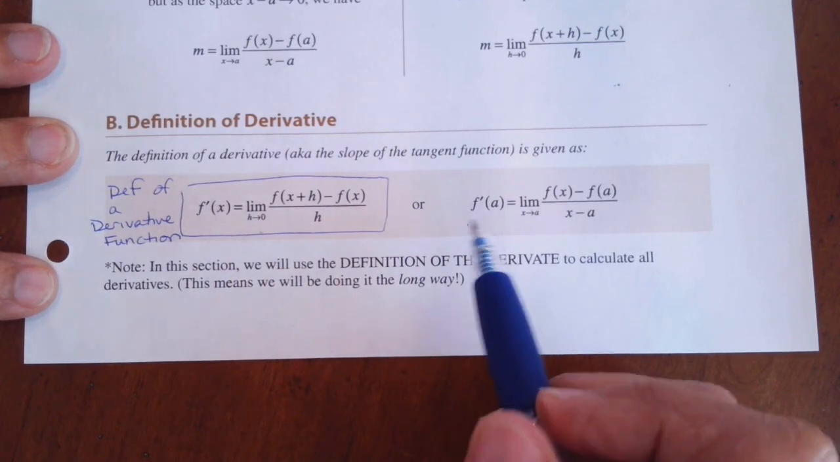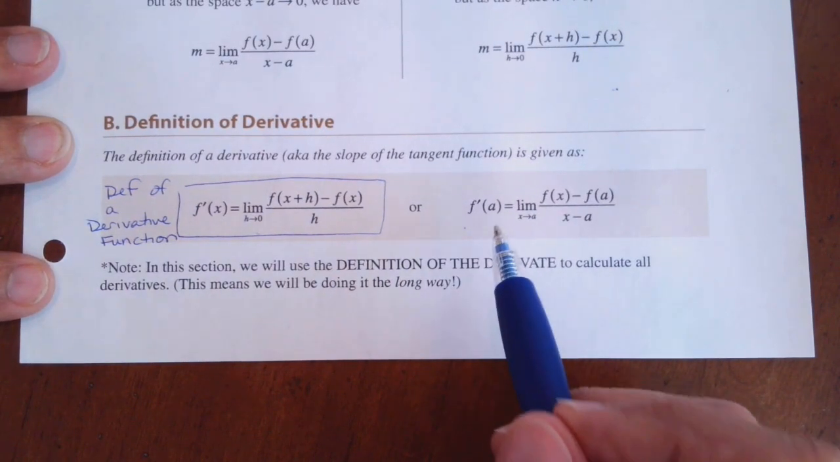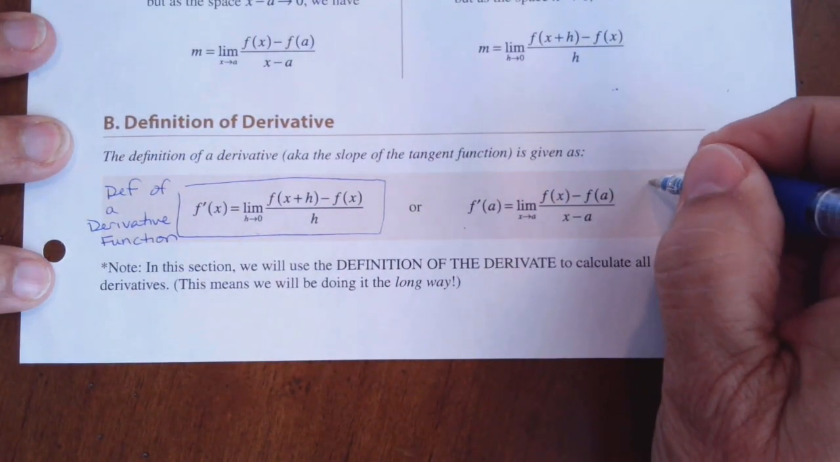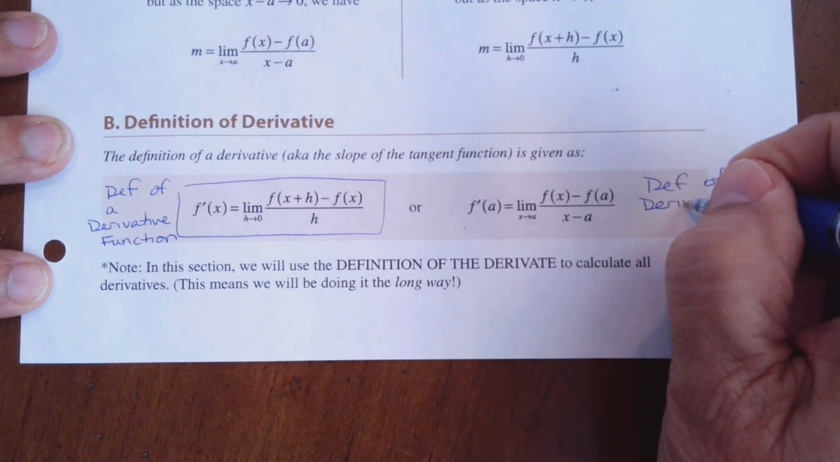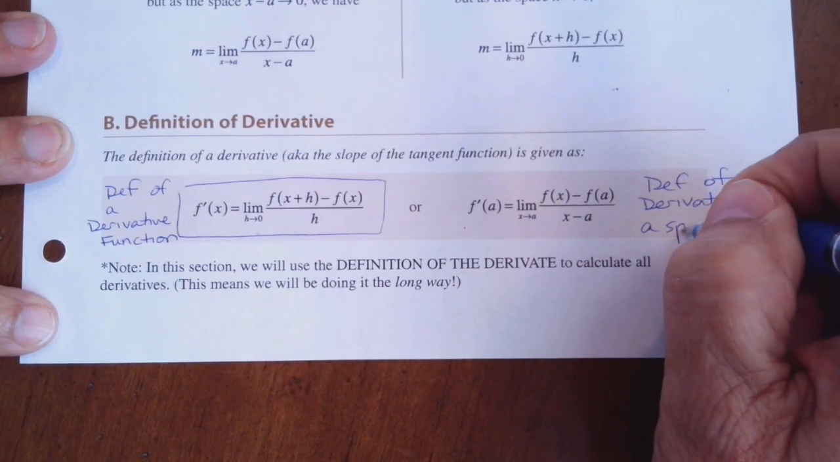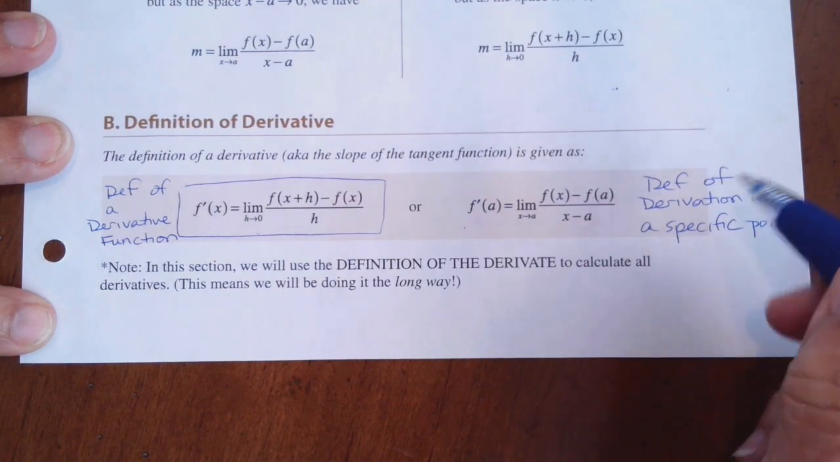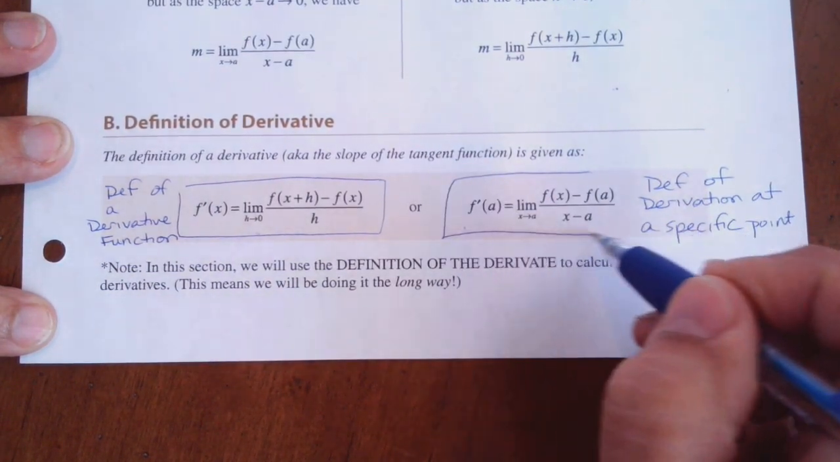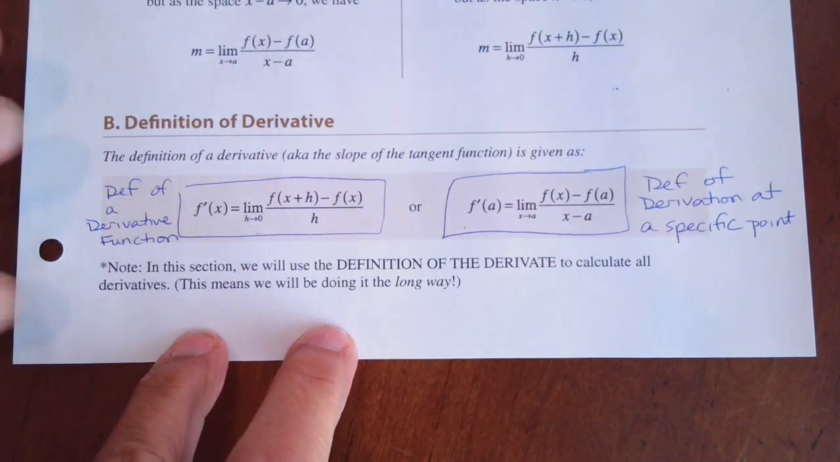This is the derivative, to find the derivative of a function at a point A. So this is the definition of derivative at a specific point, right? All right, so that's hugely different on when you're going to use these. Okay, so keep that in mind.